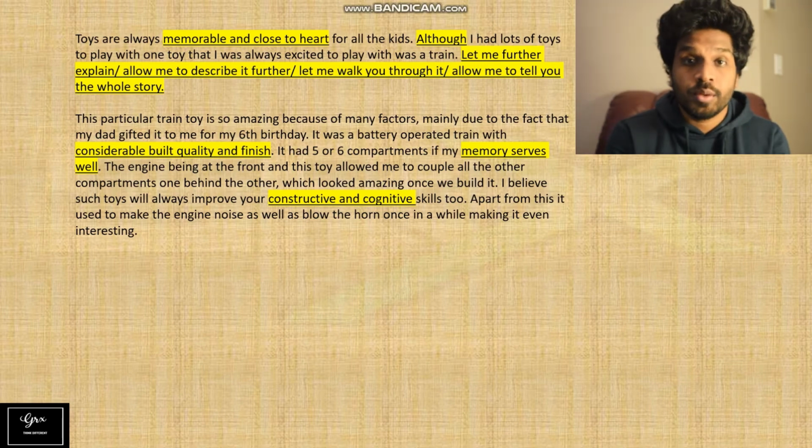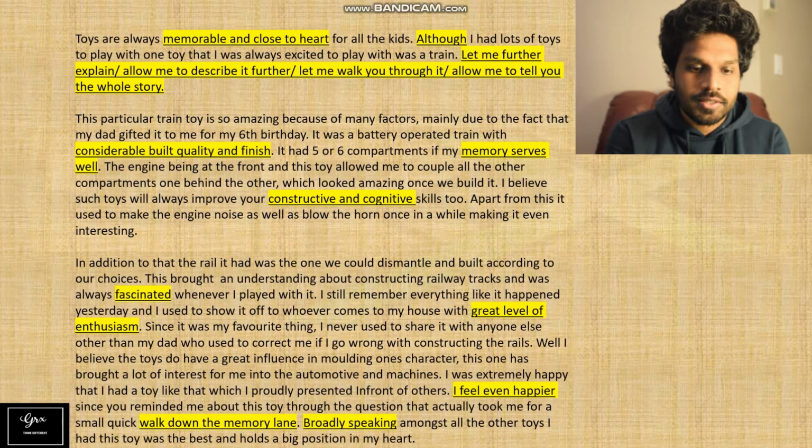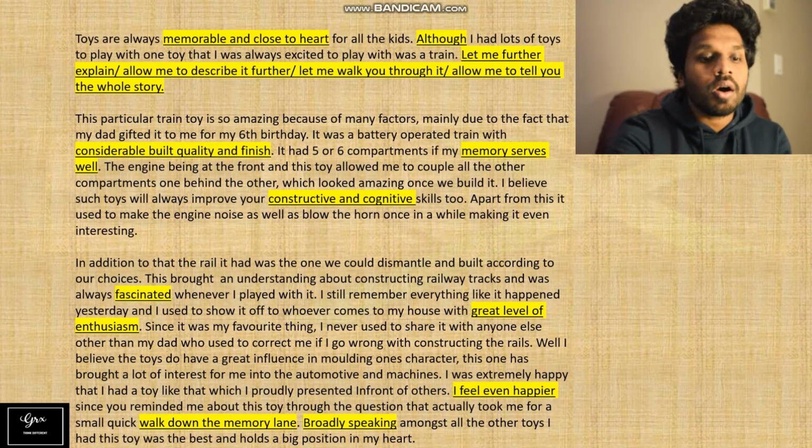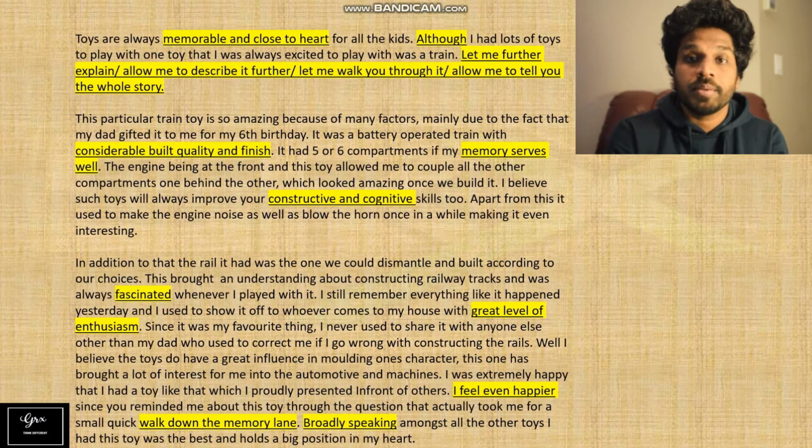making it even more interesting. So I'm trying to describe what the other factors are that make the train even more interesting. In addition to that, the rail it had was one we could dismantle and build according to our choices. This brought an understanding about constructing railway tracks, and I was always fascinated whenever I played with it.